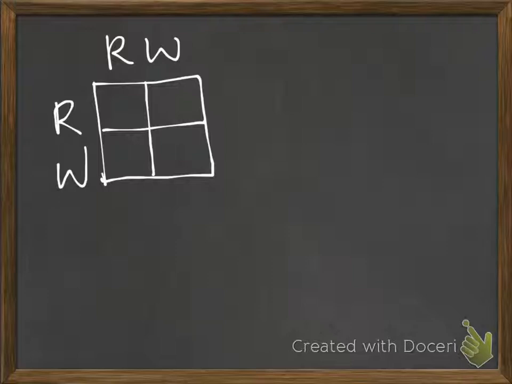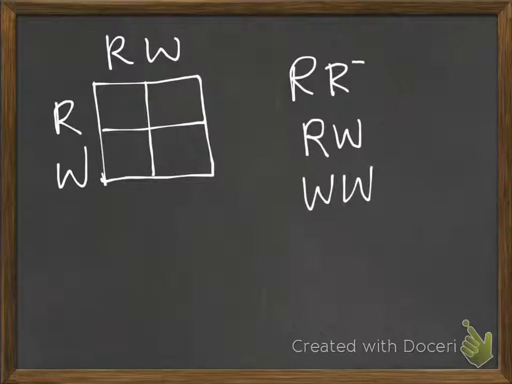How many genotypes are possible? Okay, we have all three. So we might have RRs, we might have RWs, and we might have WWs. How many RRs do we get? One. How many RWs? Two. WW? One. Is 1-2-1 starting to look really, really familiar? Like anytime you have two heterozygous parents, you get this 1-2-1 ratio.